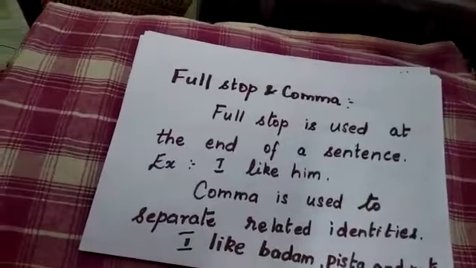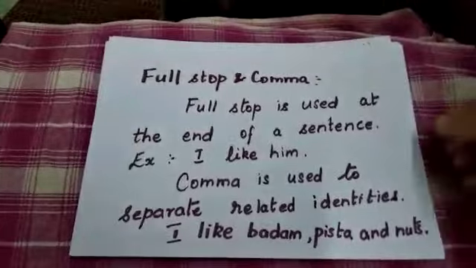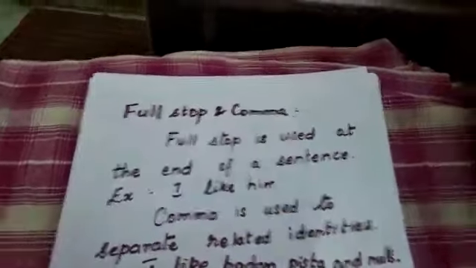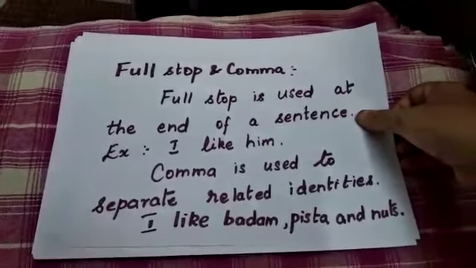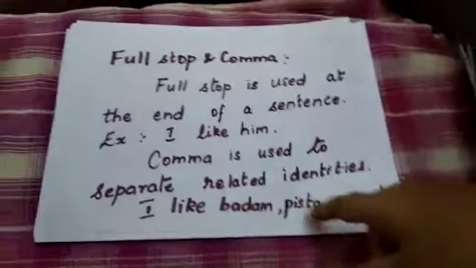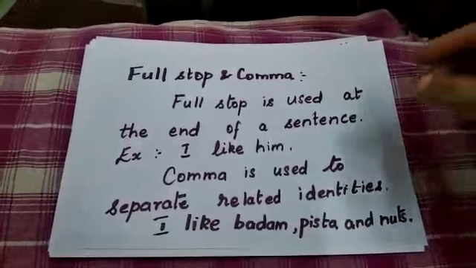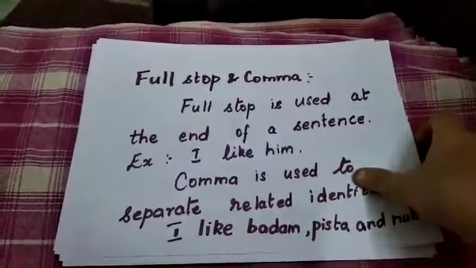Now moving to full stop and comma. Full stop is used at the end of a sentence. For example, I like him. Here you see a full stop. To end a sentence, you have to keep a full stop. Comma is used to separate related items. For example, badam, pista, nuts all come under the same group. They are related to each other. So to separate badam and pista, we place a comma.